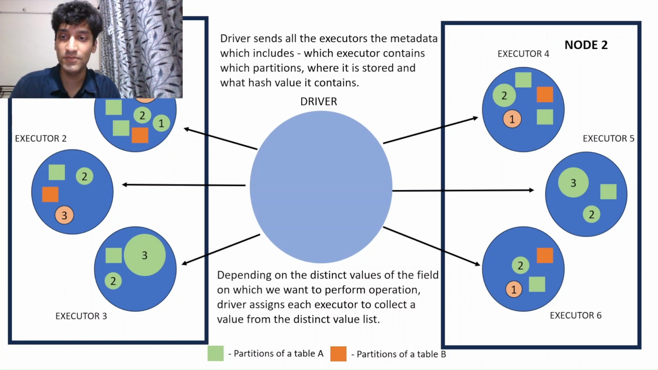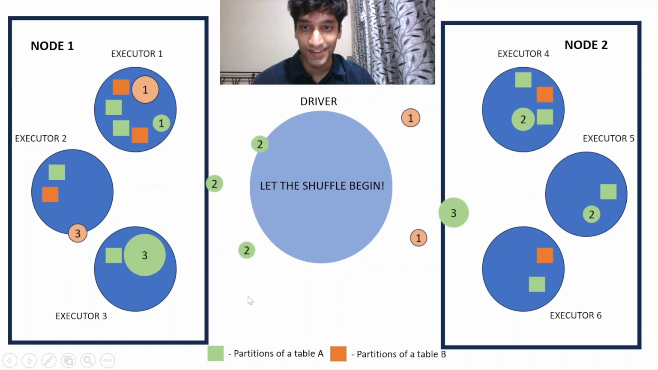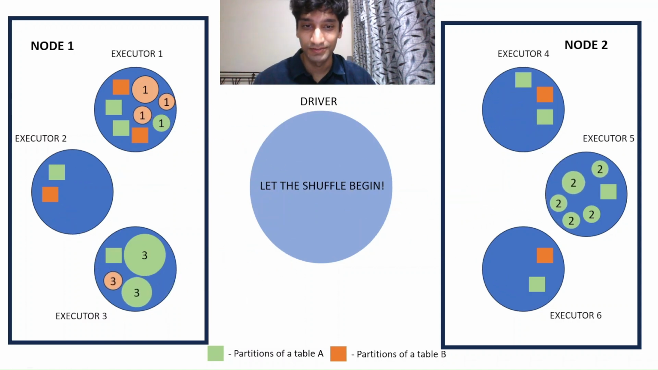So what executor 1 will do is ask executor 4, executor 6, and executor 2 that it needs these files, which they have created on their own and kept on their locations, right? The shuffle files. And let the shuffle begin. And this is what shuffling is.